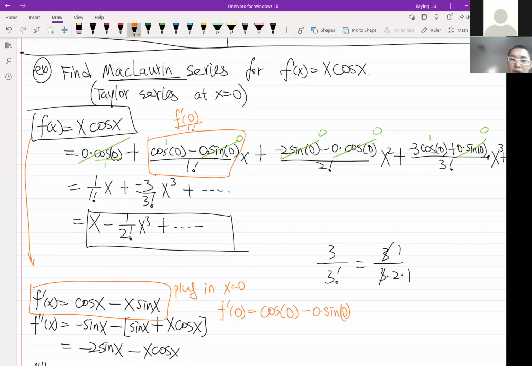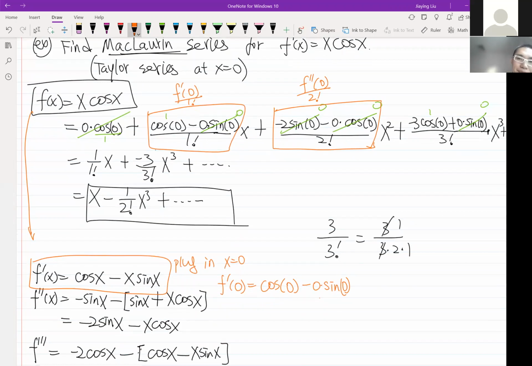So that's what f prime of 0 is, and I just put it in the numerator there. Same thing with the next term. The next term, this coefficient is the second derivative of f with 0 as an input, divided by 2 factorial.